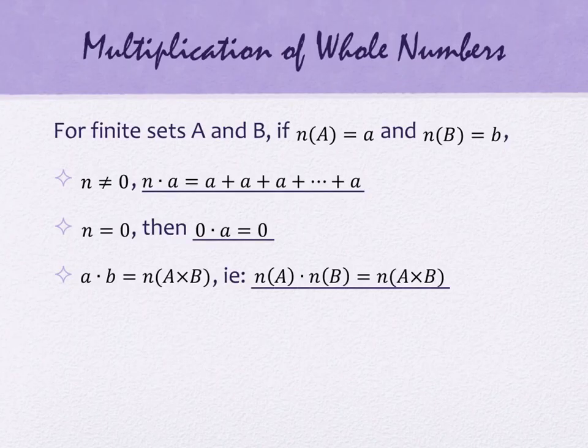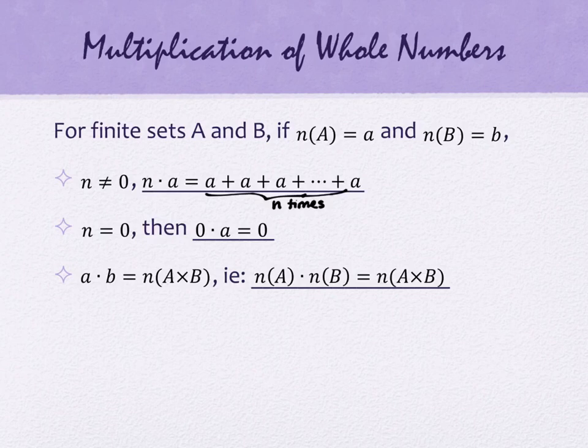So for finite sets A and B, if the number of items in A is A and the number of items in B is B, when n is not 0, n times A means A added together n times. If n is equal to 0, 0 times A is 0.